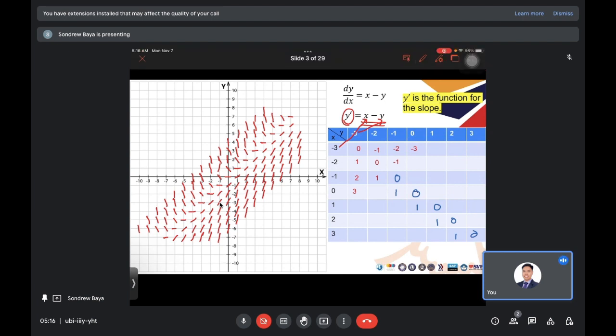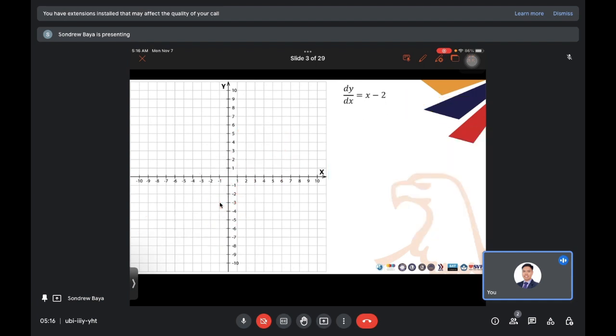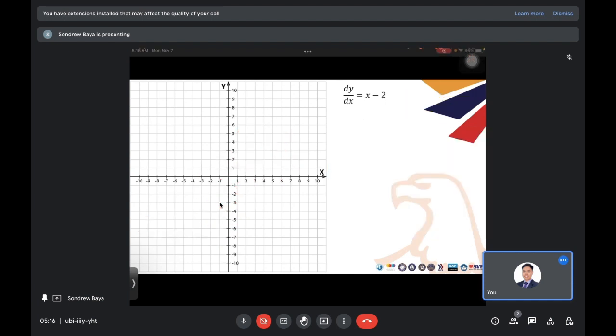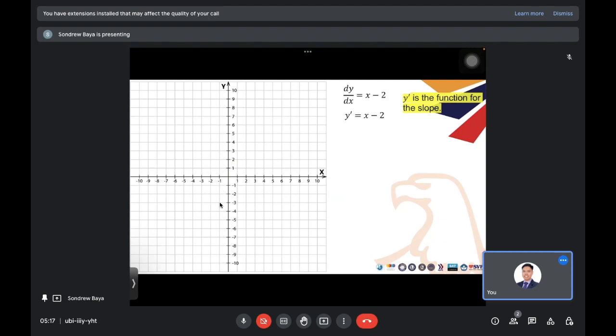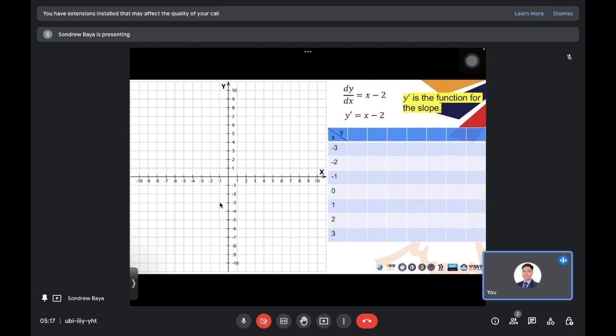Let's have more examples. Another example would be this. We have dy over dx is equal to x minus 2. Again, if we are to rewrite this, this becomes y prime equal to x minus 2, or simply y prime is the function for the slope. All right. So for us to be able to sketch the slope field, we are going to have this one.